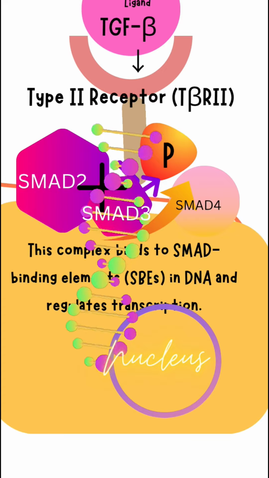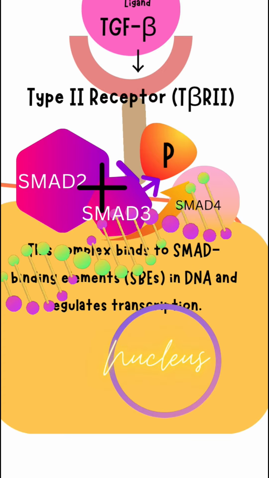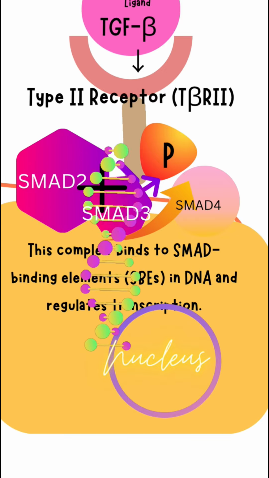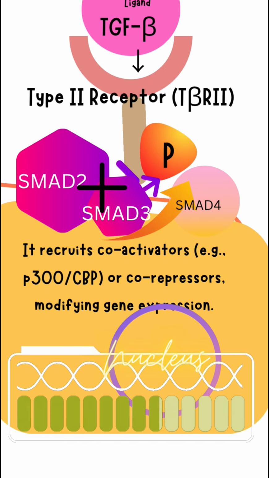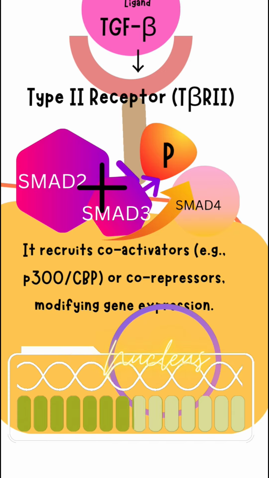Phosphorylation of R-SMAD at the C-terminal SSXS motif is essential for activation, and the pathway regulates both cell cycle arrest and cell differentiation depending on the cellular context.